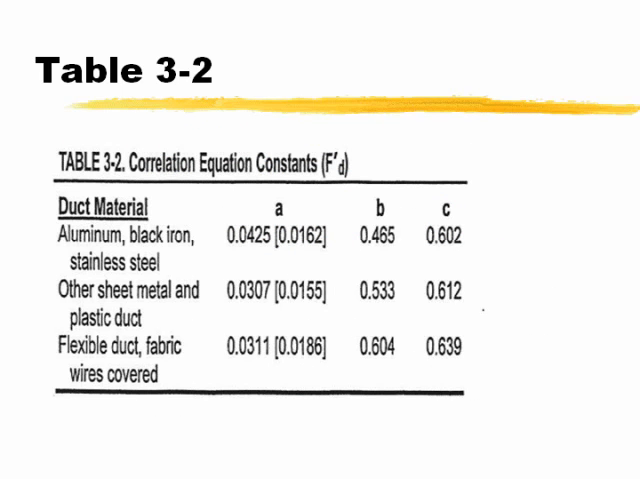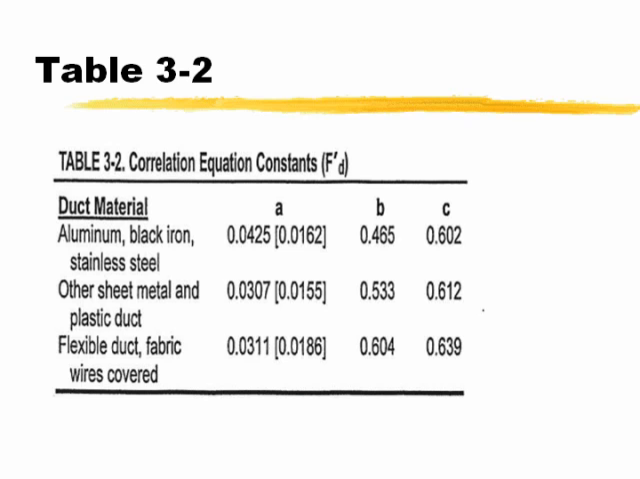So if we jump to Table 3.2, we see that depending on what our ductwork is comprised of, what it's made out of, we have different constants that we use for A, B, and C. Now, the numbers that you see in the brackets next to the numbers in column A are System International units. I'd like you to use the numbers without the brackets, please.